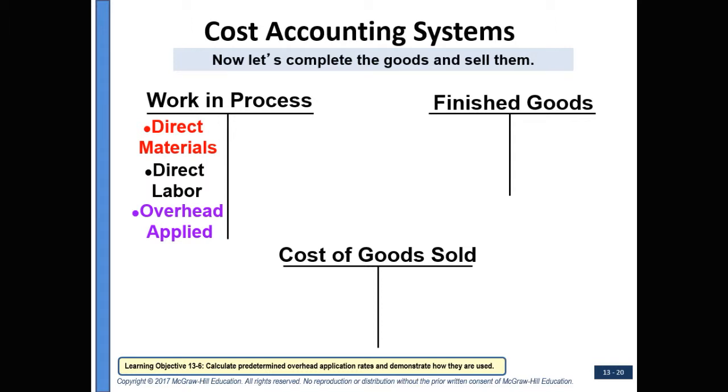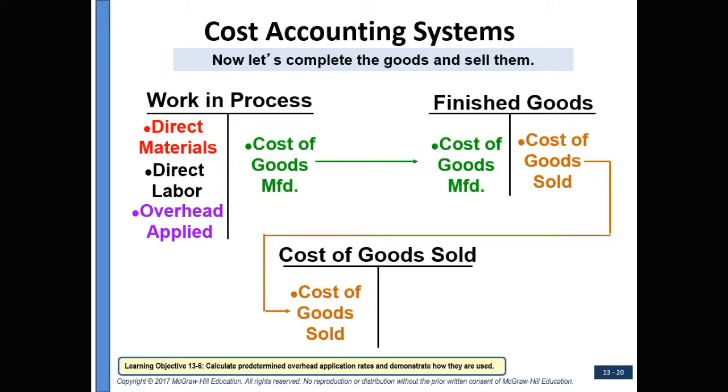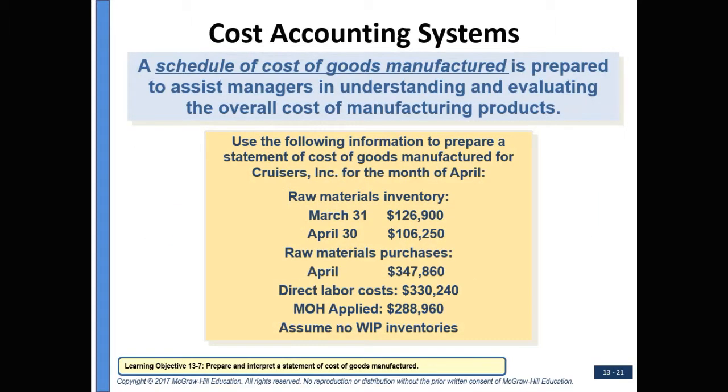So now let's complete the goods, because we have a lot going on in work in process. When the goods are completed, they are moved from work in process to the finished goods inventory. When they're sold, they're then transferred to the cost of goods sold that you recall being represented on the traditional income statements.